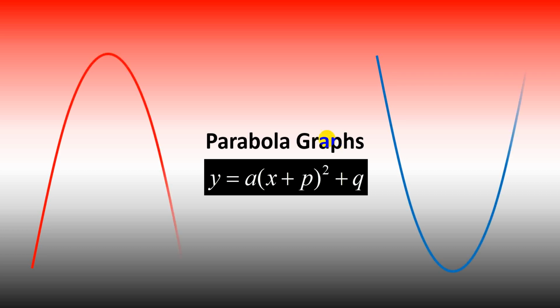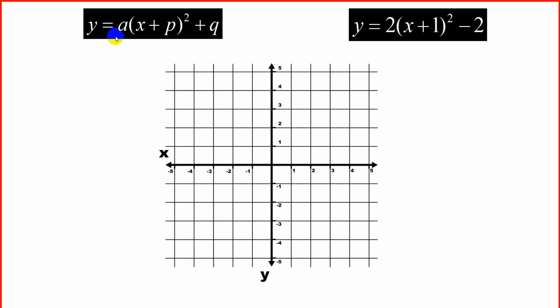Hi, in this video we're going to be looking at sketching parabolas, and the equation is given in square constant form: y equal to a into x plus p all squared plus q. Our first example, y is equal to 2 into x plus 1 all squared minus 2. So we're ready to draw our graph.